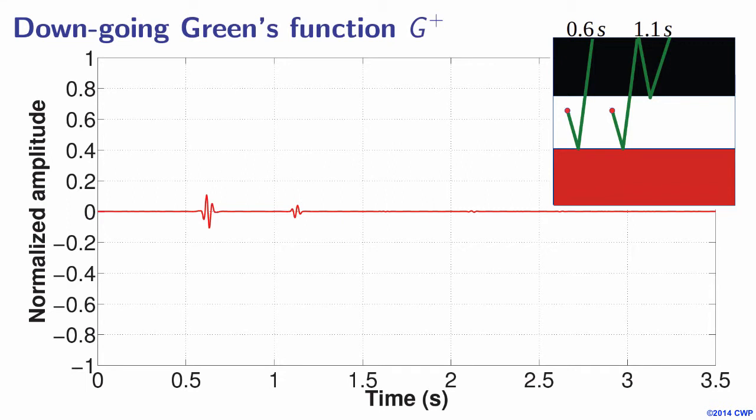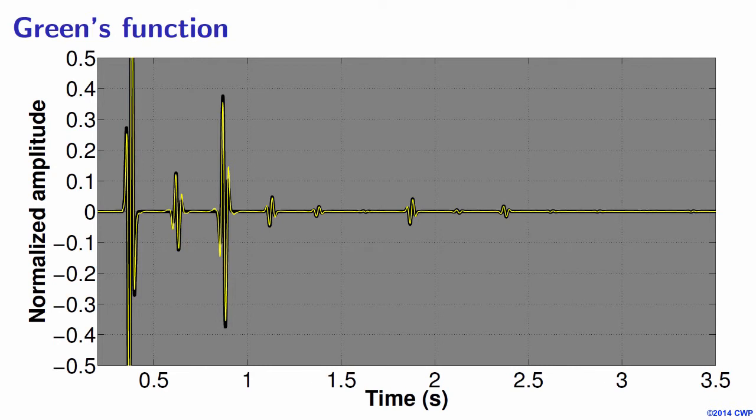Now, the total Green's function at this virtual source is shown in yellow here. In black is the actual modeled Green's function at 1,000 meters in that model with the exact velocity. And you can see we do a pretty good job of retrieving the Green's function. All we required is a smooth velocity model and the reflection response. That is it.